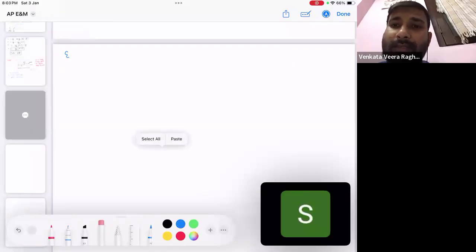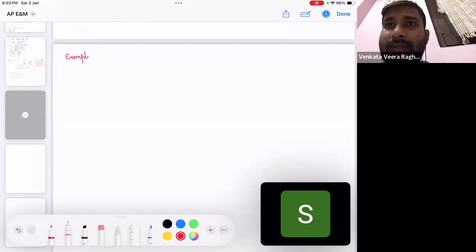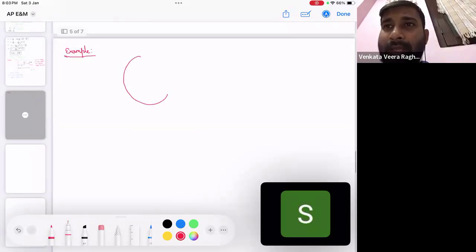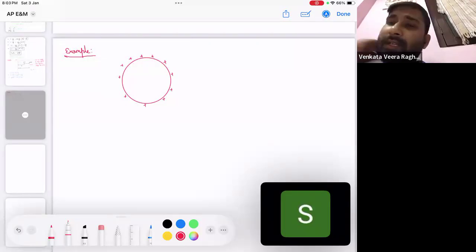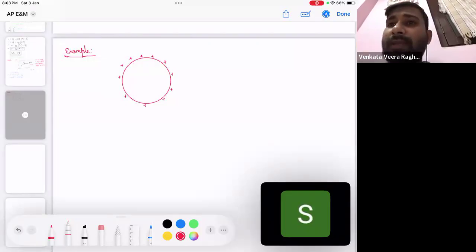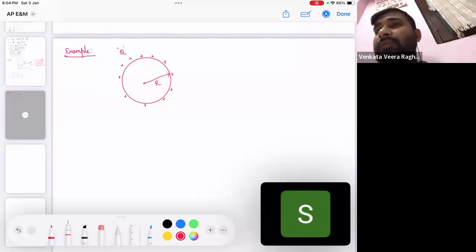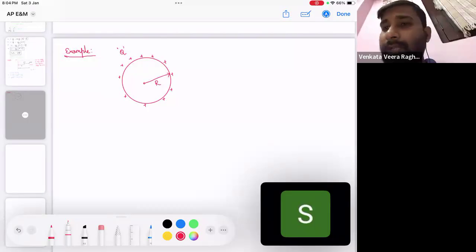In this example, a uniformly charged sphere is given to us. It may be a conducting sphere or non-conducting, because we are not worried about what is happening inside. So that's why it is not mentioned what kind of sphere it is, but it is mentioned that the radius of the sphere is r and the total charge given to it is q.